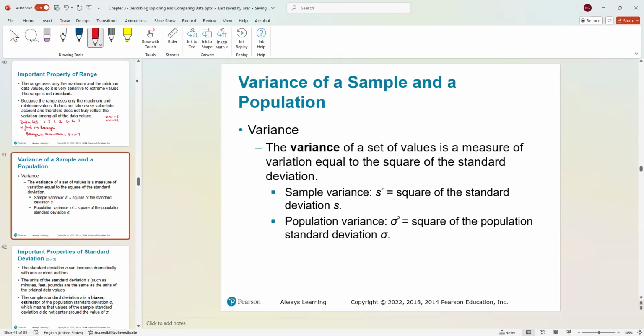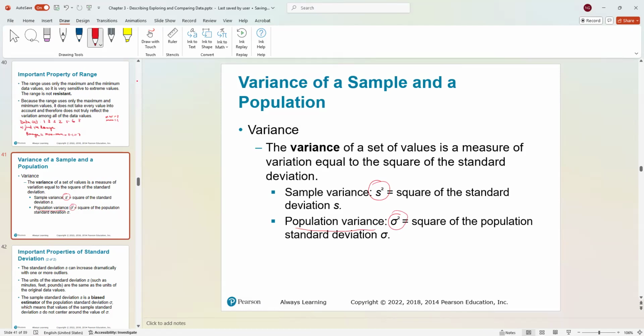So if you know the standard deviation, then you know the variance. If you know the variance, then you know the standard deviation. We call the variance for a sample S squared, the square of the standard deviation. We call the variance for a population sigma squared. Sigma squared is a Greek letter, and we're going to use it for the population. So the symbol is the lowercase Greek letter sigma.